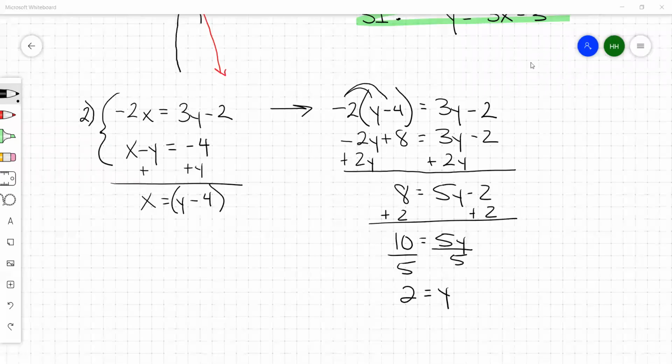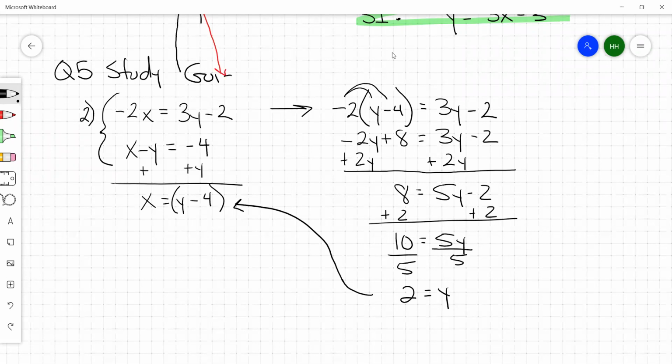Once we know that y is equal to 2, you could go here. This is quiz 5 study guide. You could go here, so x would equal 2 minus 4, so x would equal negative 2. So the point where the two lines intersect would be at negative 2, 2. You're welcome.